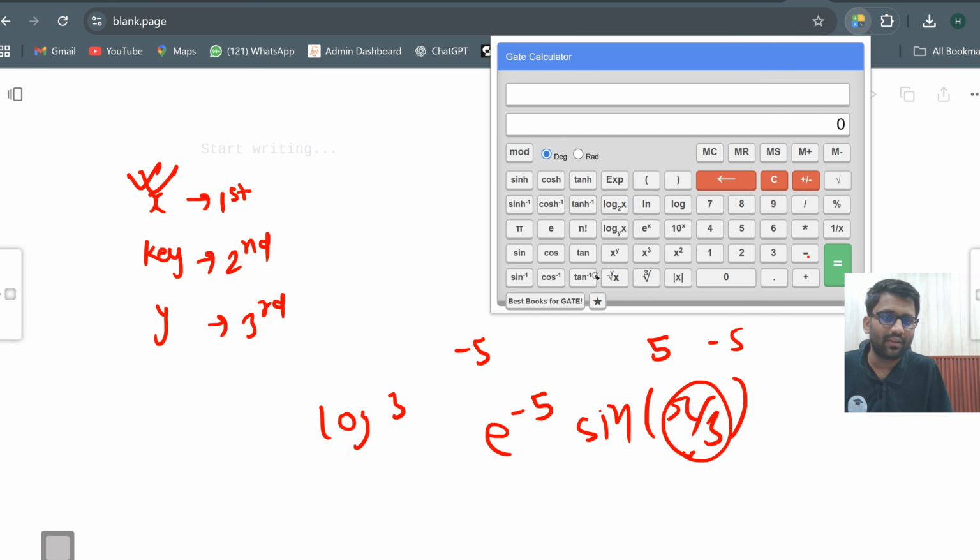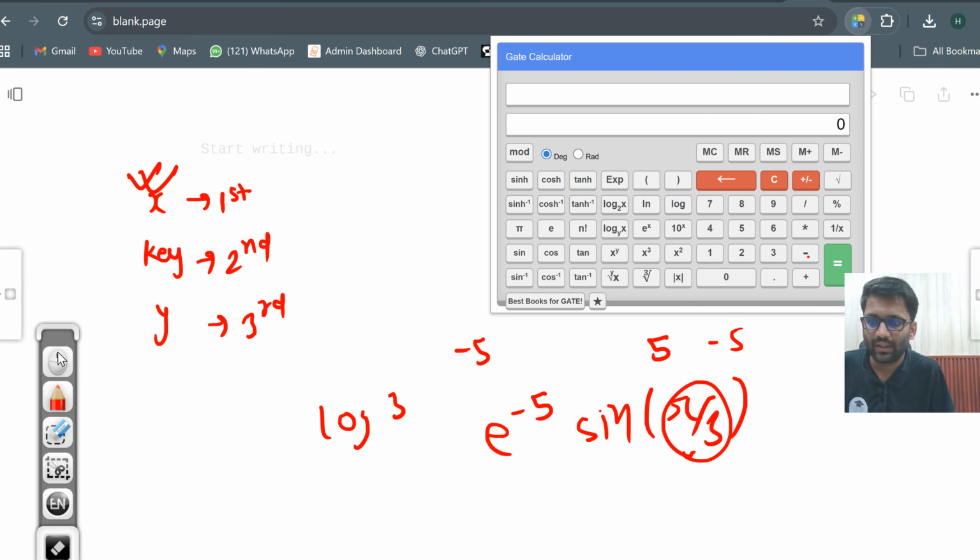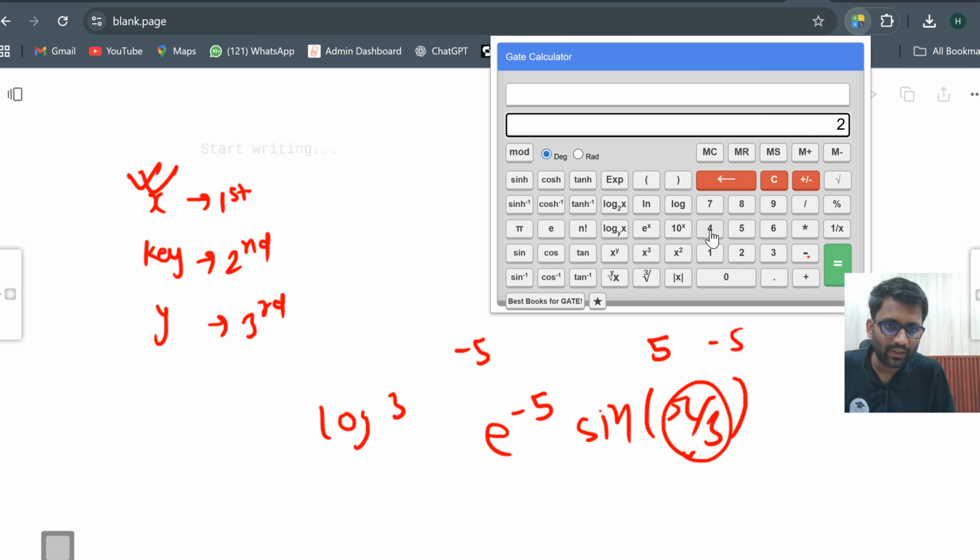So you will never use it. So let's use it right now only. What does it do? Let's check. 24 mod 5. 4. Okay. When 24 is divided by 5, what is the remainder it will give you? That is 4.